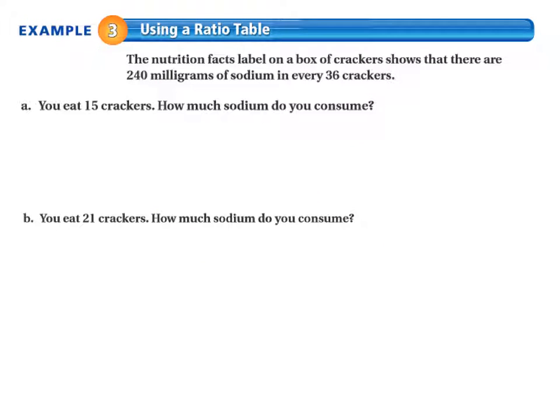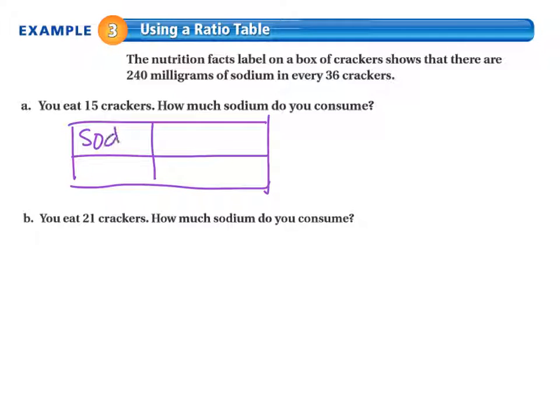Example 3. The nutrition facts label on a box of crackers shows that there are 240 milligrams of sodium in every 36 crackers. Part A. You eat 15 crackers. How much sodium do you consume? I'm going to use a ratio table again. Put sodium and crackers. I know I have 240 here and 36 here, and I know I eat 15 crackers.